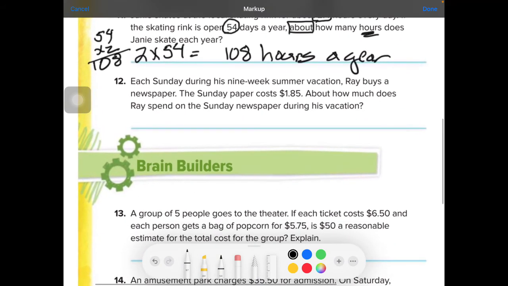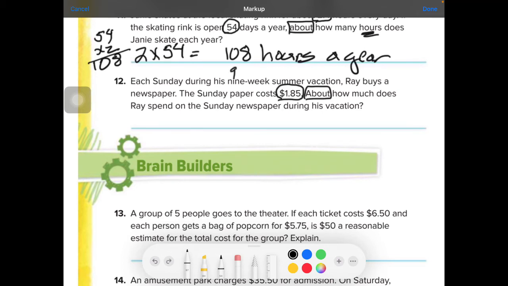Hours a year. Number 12. Each Sunday during his 9-week summer vacation, Ray buys a newspaper. Oh, good for him. The Sunday paper costs $1.85. About how much does Ray spend on his Sunday newspaper during his vacation?